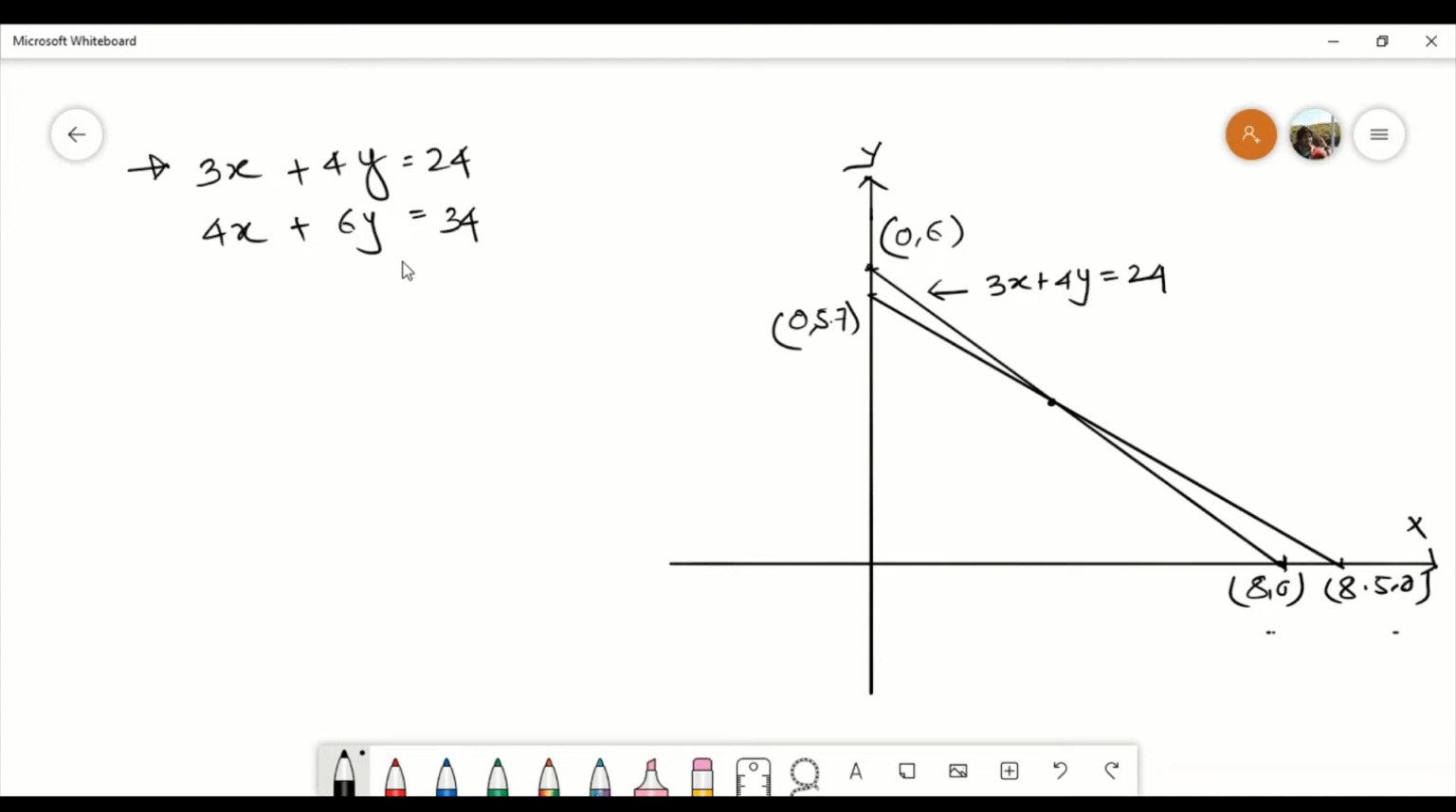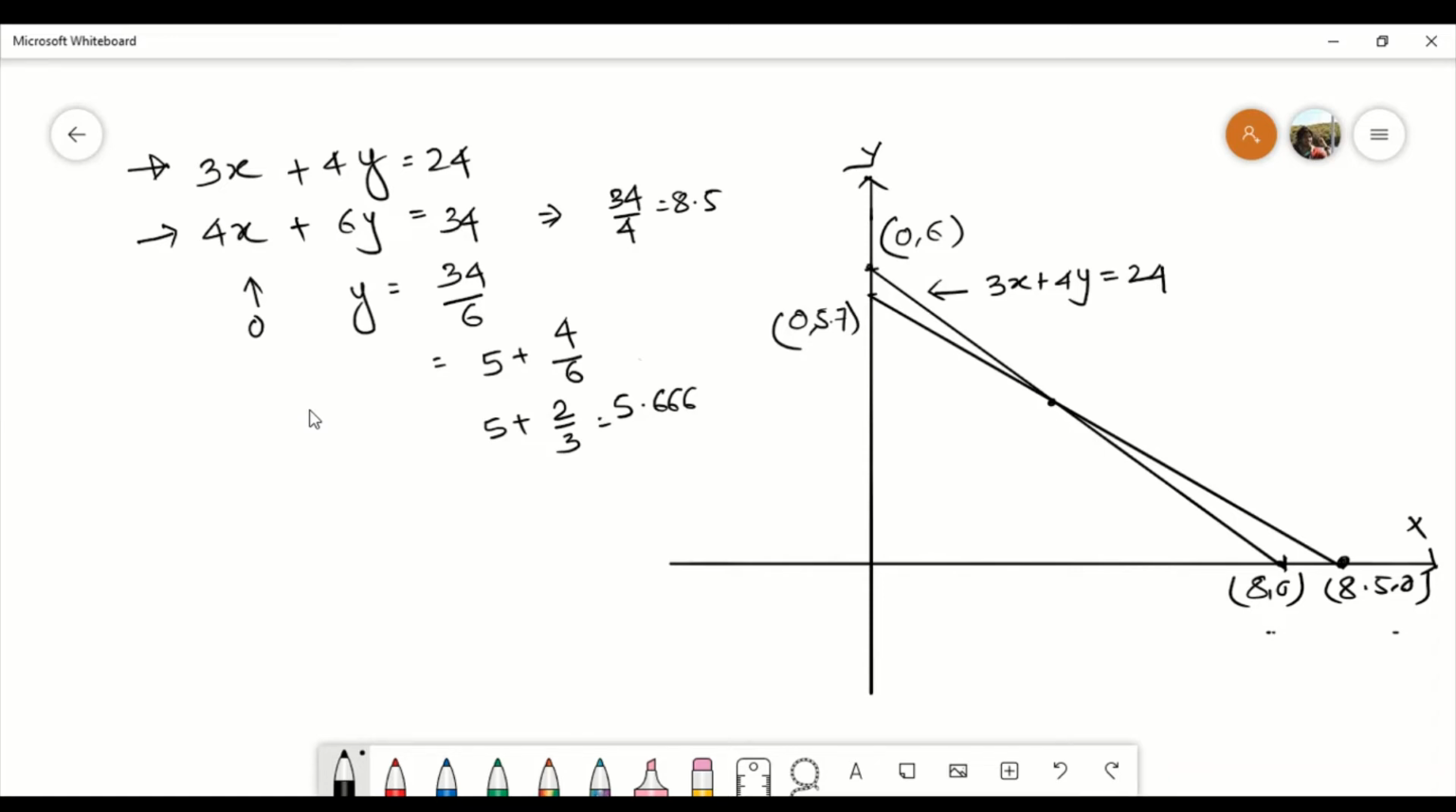Right? And for this line, to get the x-intercept, I need to put y as 0. If I put y as 0, my x-intercept will be 34 by 4, which is 8.5. So this is the point, 8.5 and 0. And to get the y-intercept, we have to put x as 0. So our y will be 34 by 6, which is 5 plus 4 by 6, which is 5 plus 2 by 3, which is 5.666, right? I have approximated it as 5.7. So this is my point and this is my point. If I connect these two points together, this particular line represents 4x plus 6y equals 34.